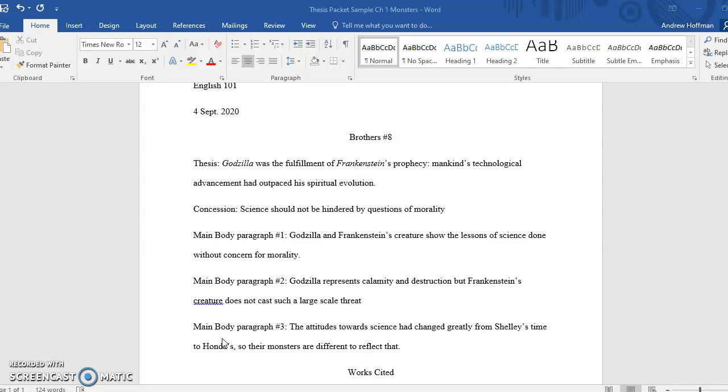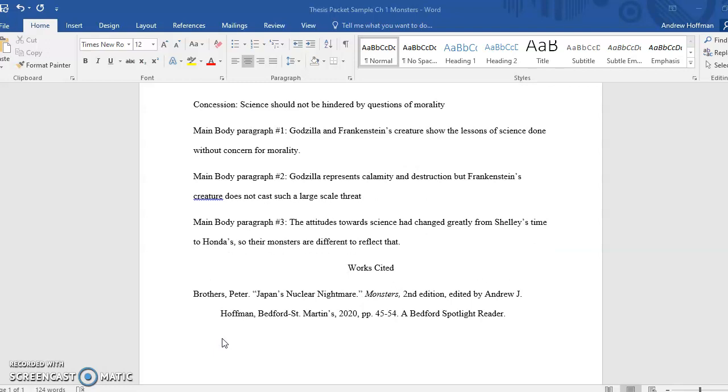Main body paragraph 3. Attitudes towards science have changed greatly from Shelley's time to Honda's, so their monsters are different to reflect that. Okay, so Honda, remember, is the director of Godzilla, right? So Mary Shelley is the writer of Frankenstein. So the argument in the main body paragraph is that because of these changes over 140 some odd years between the two, the monsters are different, and what they represent really are different. Of course, not part of the outline would be your conclusion. You always conclude with a conclusion, right?